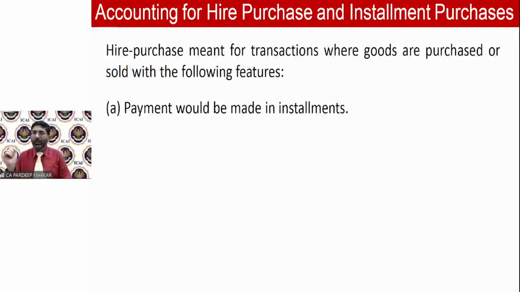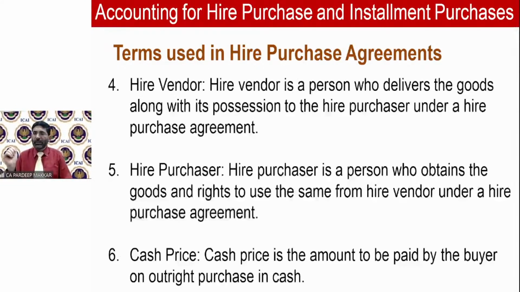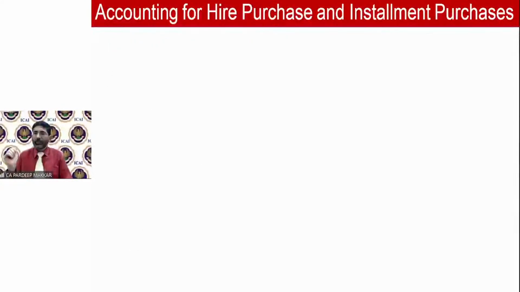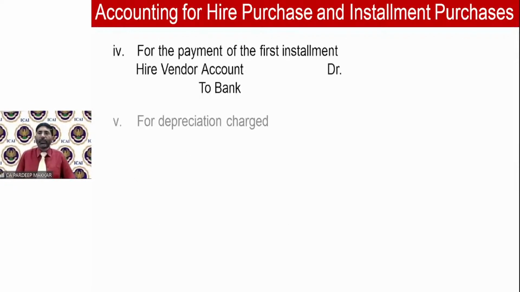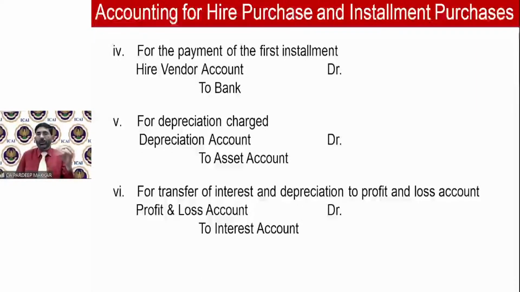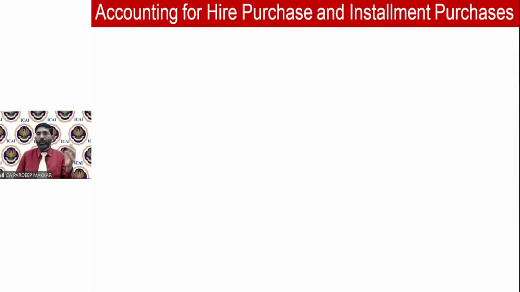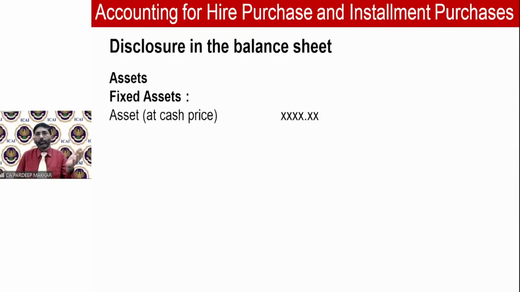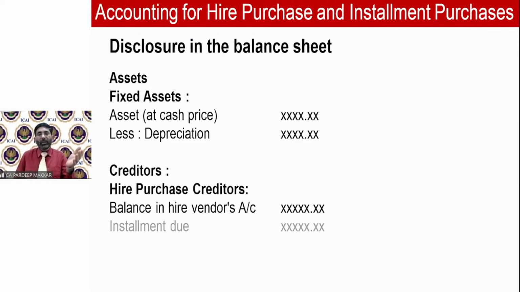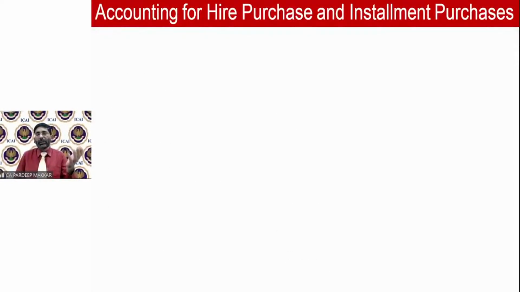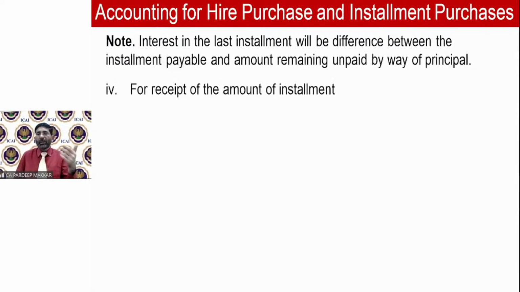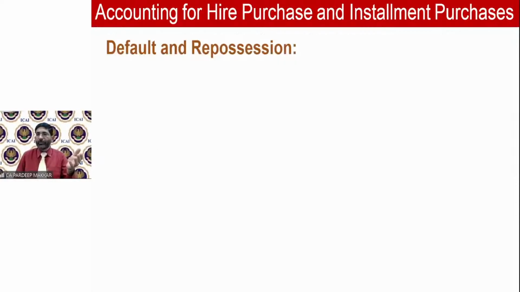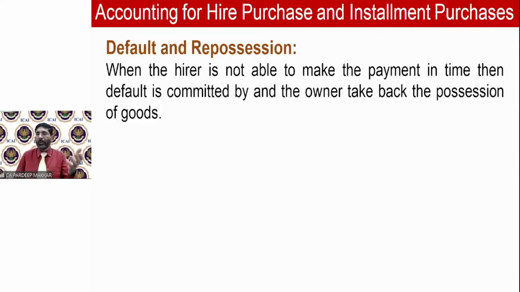So we have discussed all that in our previous lectures. Now we have to discuss regarding the repossession. So what means for the repossession? Basic thing has already been discussed. Repossession means when goods are repossessed back due to the reason of non-payment by the purchaser. So purchaser is not making the payment of the installment due. In that case, goods will be repossessed back. So in that case, what will be the treatments? What will be the journal entries that we have to discuss? Let's note it down. This is called default and repossession.